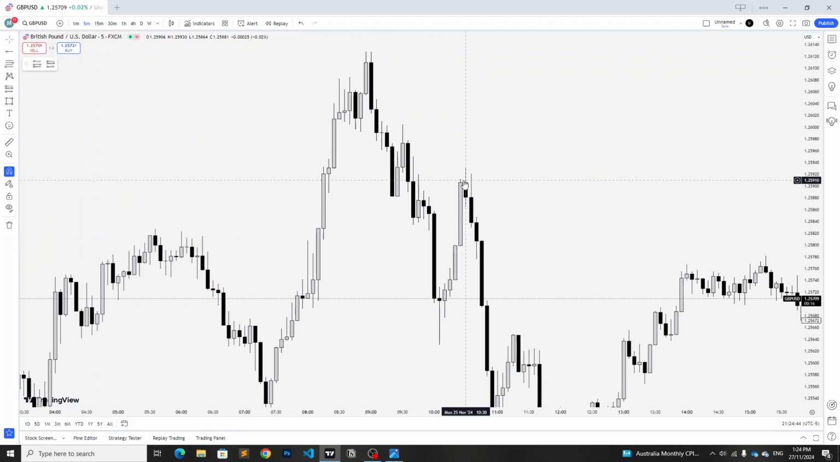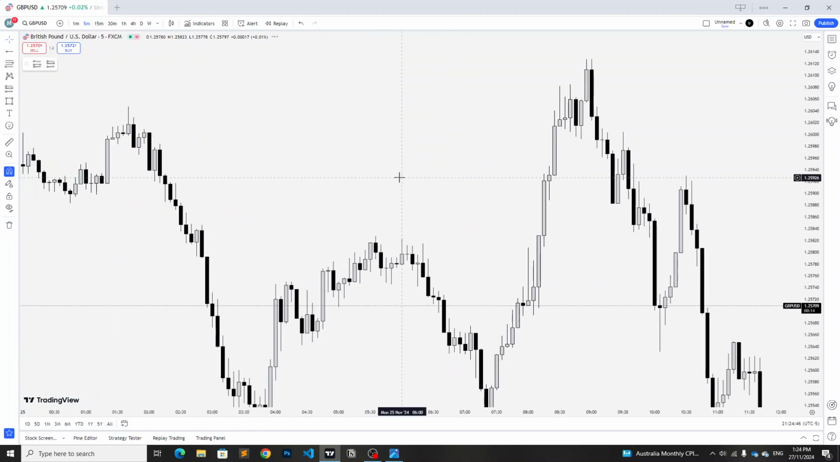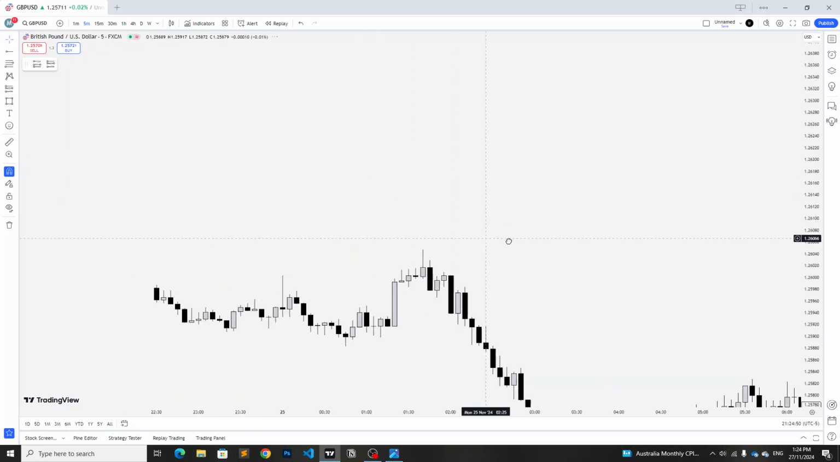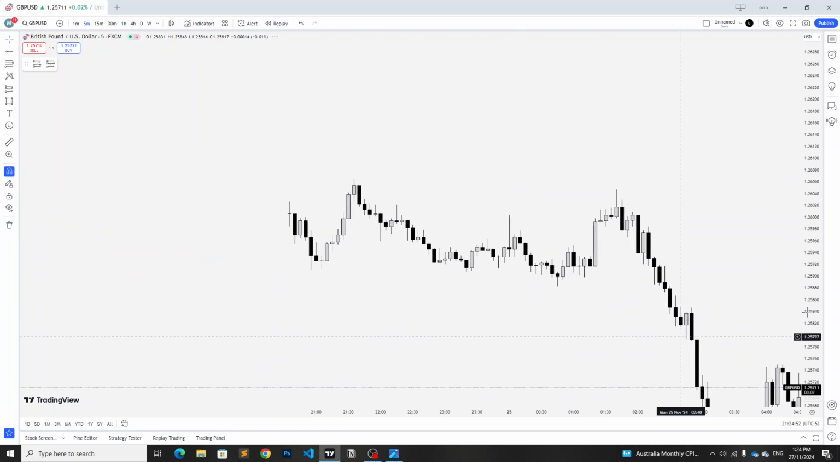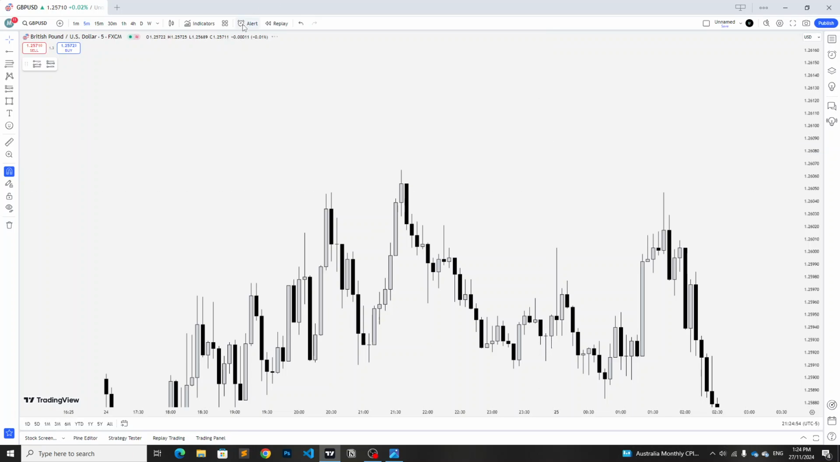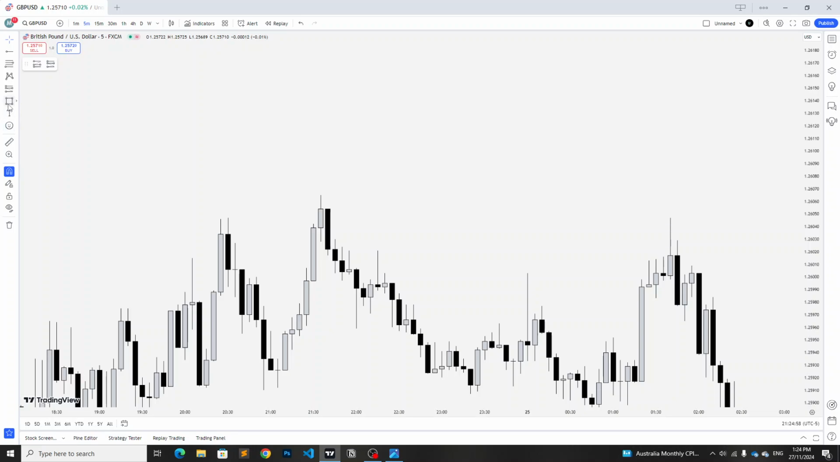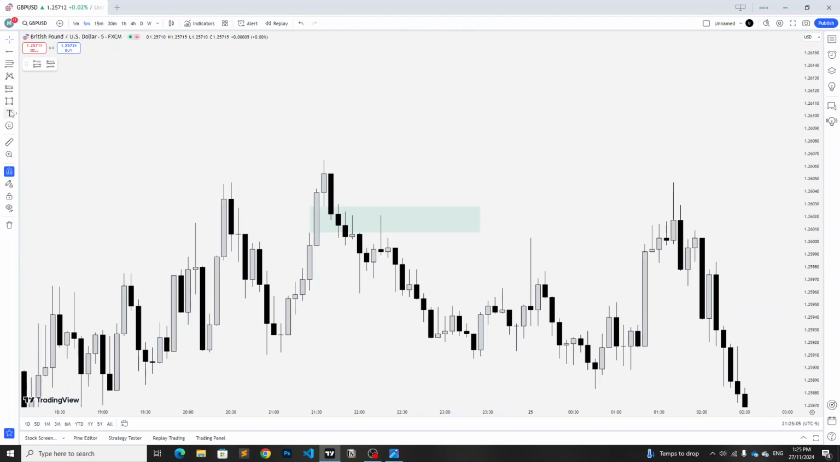But look, like I said, you cannot trade off just the fair value gap, because there are so many times when the fair value gap gets absolutely disrespected. Here's a perfect example. So you would say this is the fair value gap, right? And you would say this is the fair value gap.